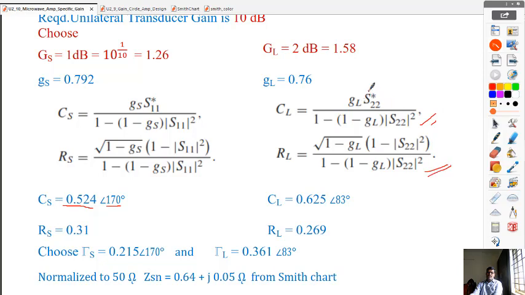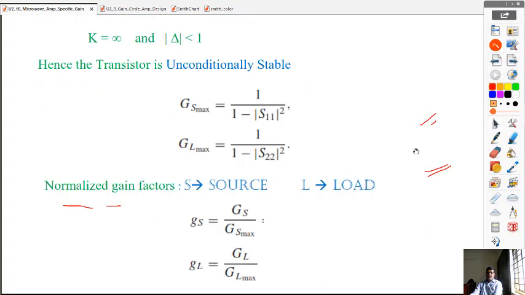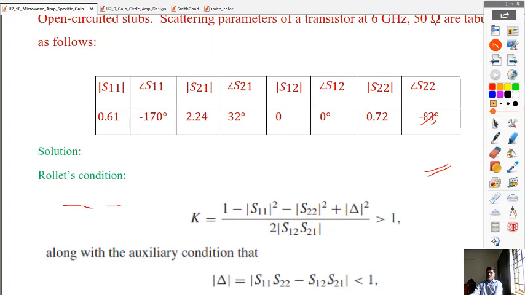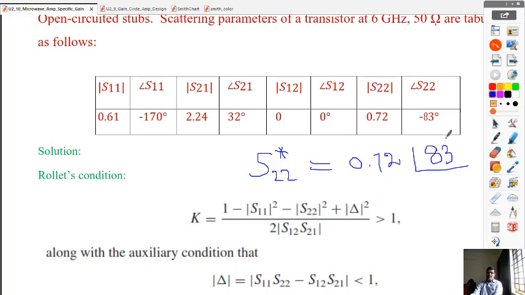I substitute the corresponding value S22 star. S22 star equals, this is the S22, 0.72 angle minus 83 degree, and the corresponding S22 star, that is the complex conjugate of this S22, will be equals 0.72. Just invert the sign of angle, it will be 83 degree.